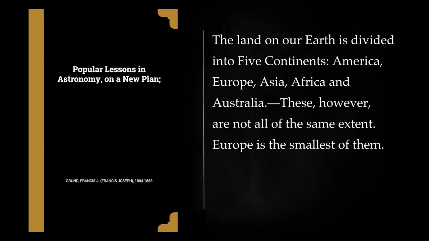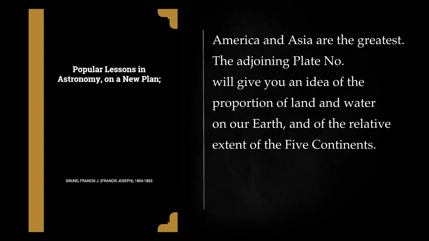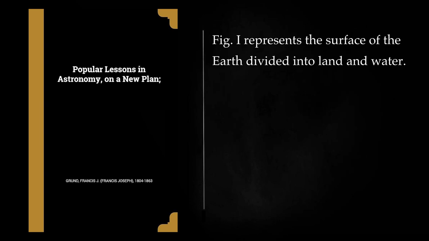These, however, are not all of the same extent. Europe is the smallest of them. America and Asia are the greatest. The adjoining plate will give you an idea of the proportion of land and water on our Earth, and of the relative extent of the five continents. Fig. 1 represents the surface of the Earth divided into land and water.